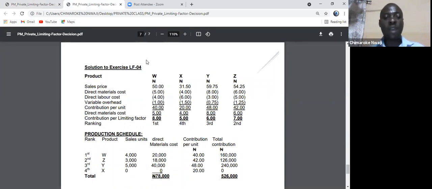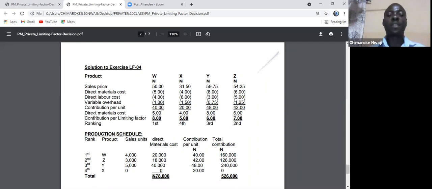Step number 1, look for your contribution per unit. So you see the first time I put selling price down, and I get a contribution. But now look at how I did this. Sales price up here, then you start bringing your elements of variable costs: direct material, direct labor, variable overhead. You put them in brackets, and your contribution per unit has been gotten. I believe you're happy with this type of method. Fine, you can adopt this.